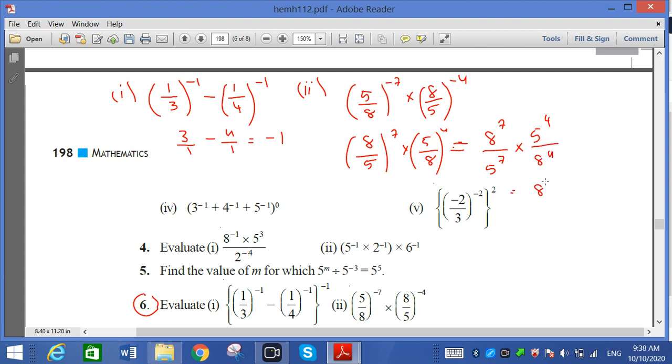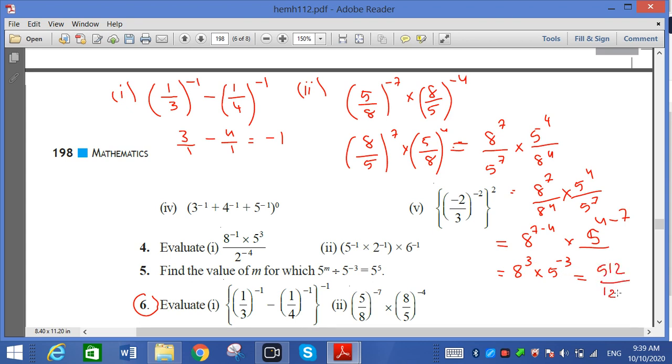Now we have to compare the same base. Dividing, so we have to do subtraction. So 8, 7 minus 4. Here we have to write 5, 4 minus 7. So 8 the power 3 into 5 the power minus 3. When a negative power is there, I have to shift it. So 8 the power 3, that is 5, 1, 2, and 5 the power 3 is 125. So that is our answer.